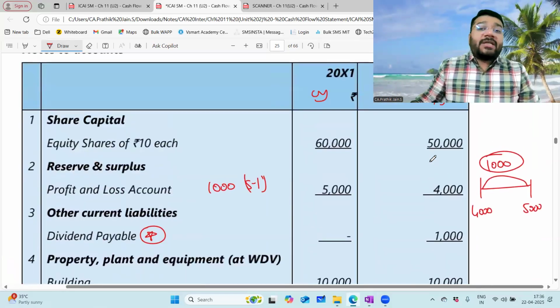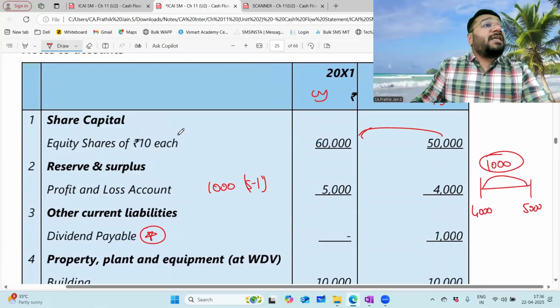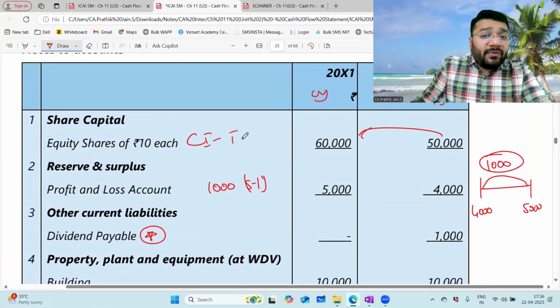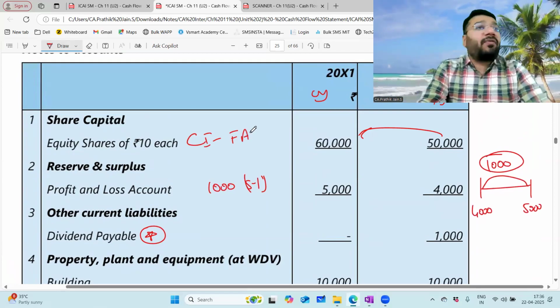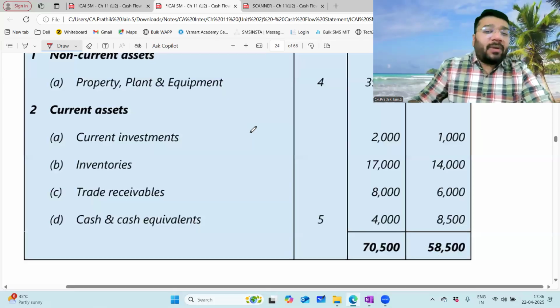Now, equity share capital from 50,000 became 60,000. Looks like proceeds from issue of share capital. So it is cash inflow of financing activities. Any problem so far? No problem. Let's go back. Cash and cash equivalent done.